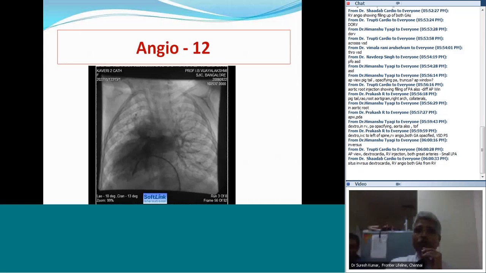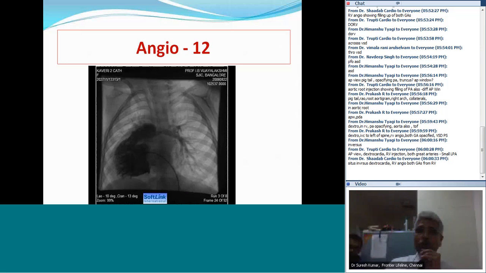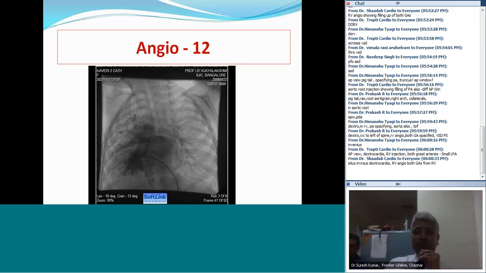So you find situs inversus dextrocardia, RV angio showing opacification of both great vessels. We have no proof that both are from RV, just as in situs solitus, the point that we made, whether both great vessels are from RV, we do not know from this view alone. But definitely, in a situs inversus dextrocardia, injection into a trabeculated ventricle has opacified both aorta and pulmonary artery, and as Tripti noted, the left pulmonary artery is small.